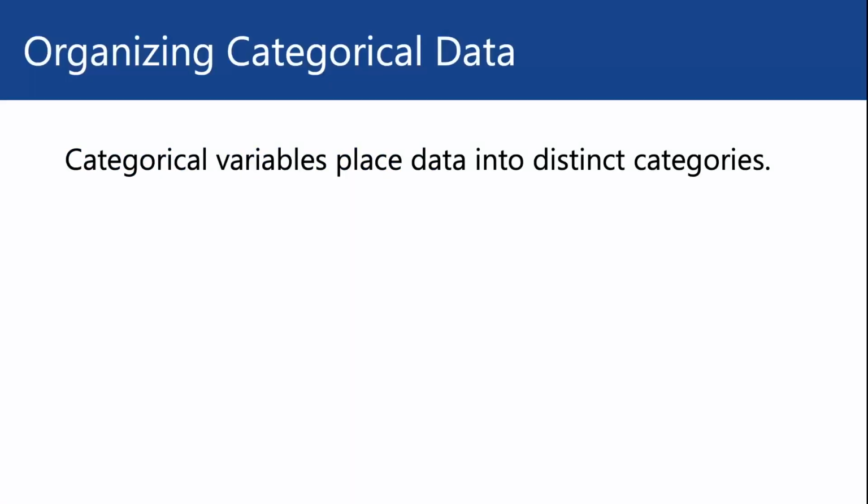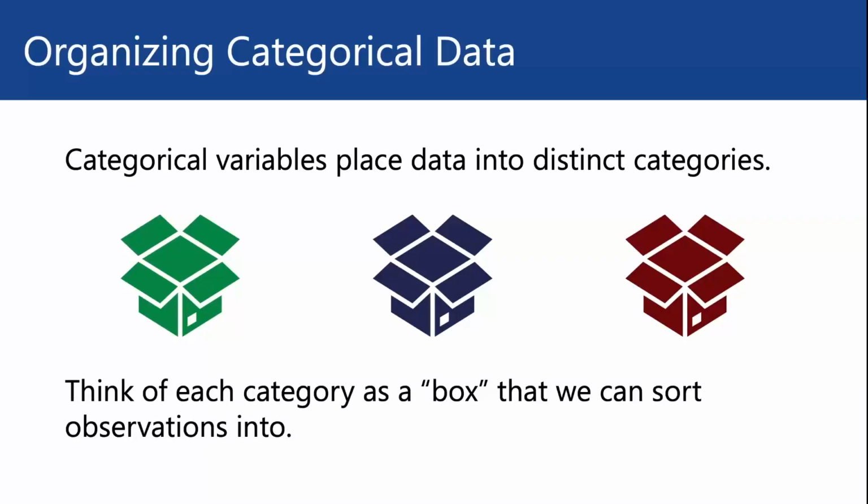So categorical variables are a way of putting data into distinct categories or bins. I like to think about this as boxes. Each category represents a different box that we can sort observations into. So if we had a green box, we might put all of our green items there, a blue box, the blue items, a red box, the red items. This is different from continuous quantitative data because we're not really looking at how blue something is or how red something is. It simply is in the box or it isn't in the box.